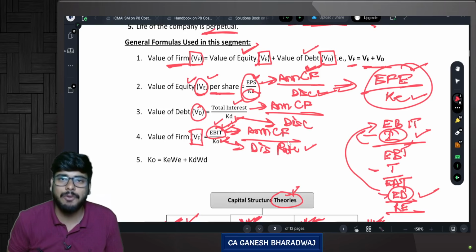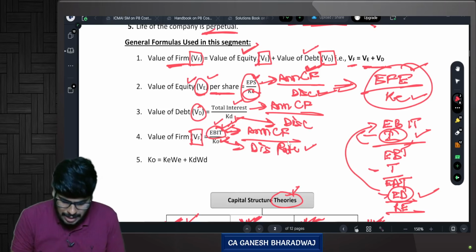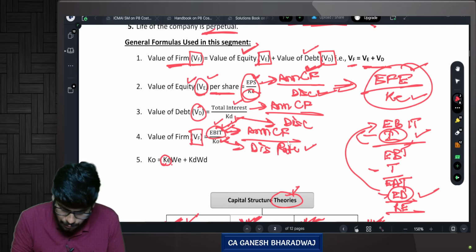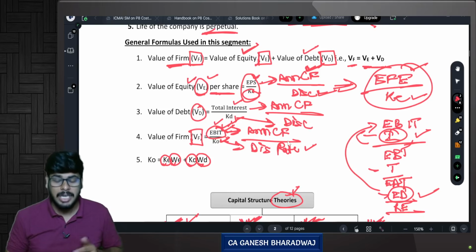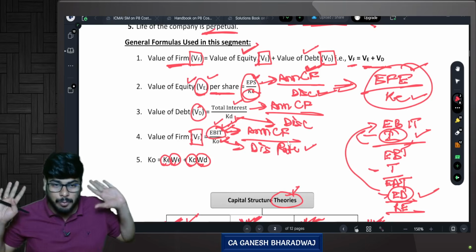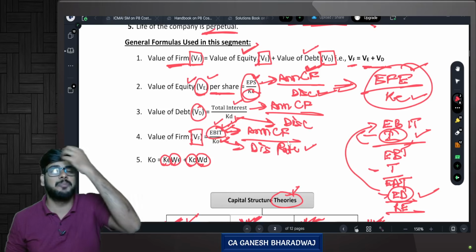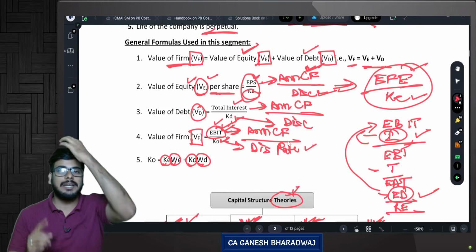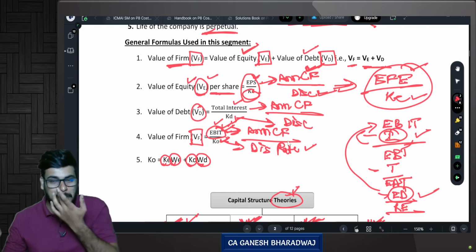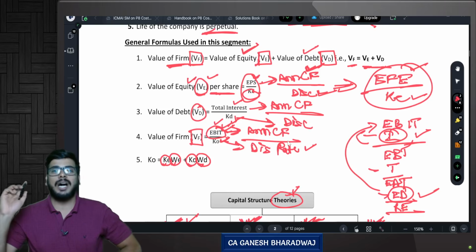Now, what is the KO formula? We've already seen it, no? Cost of equity into weight of equity plus cost of debt into weight of debt. Yes or no? We have already seen this formula. Sir, no KP and all? Because in this segment, we told that there are no preference shares, so there is no question of preference. Are you clear with this? So the overall cost of capital, KO, is nothing but KE, cost of equity, into weight of equity plus cost of debt into weight of debt. Are you clear with this?